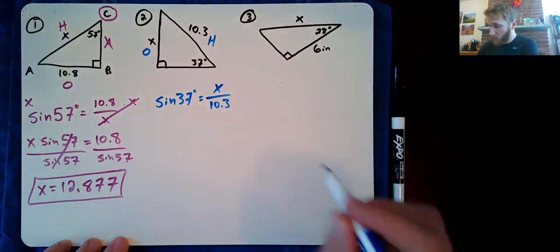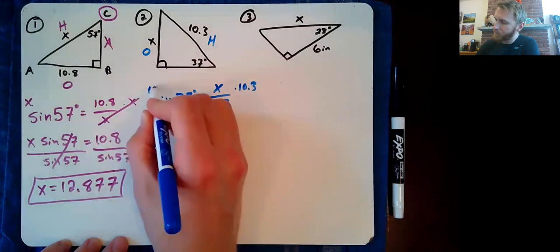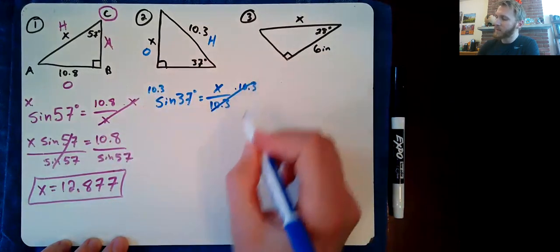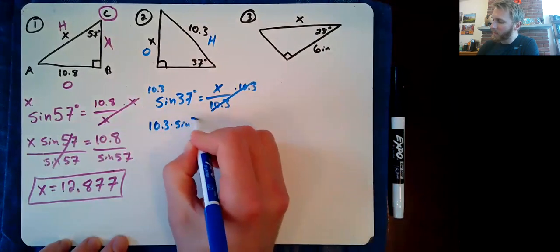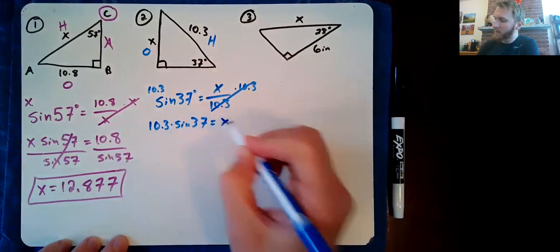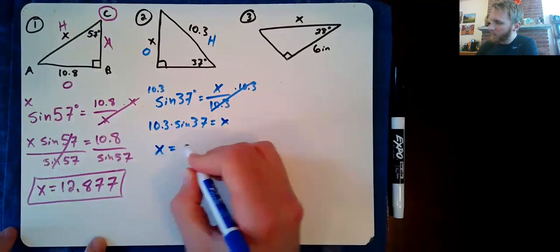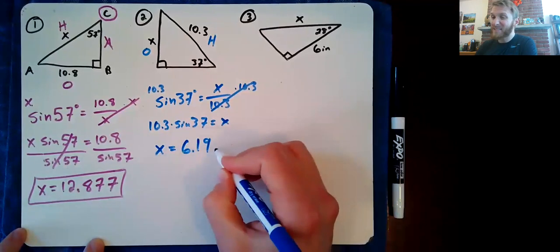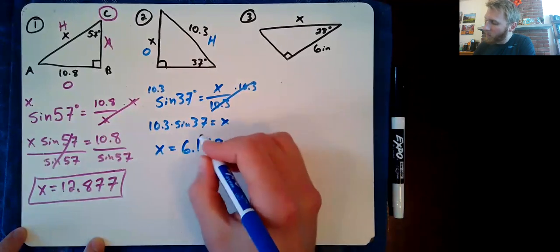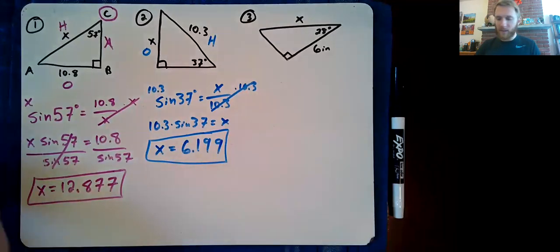Again, one variable in there, so I can solve. I multiply both sides by the denominator to cancel it out. And now I'm left with just 10.3 times sine of 37 equals X. And that I type right into my calculator, and I get a value of approximately 6.1987. So that's actually going to round up to 6.199. Spectacular. Let's do our last example.